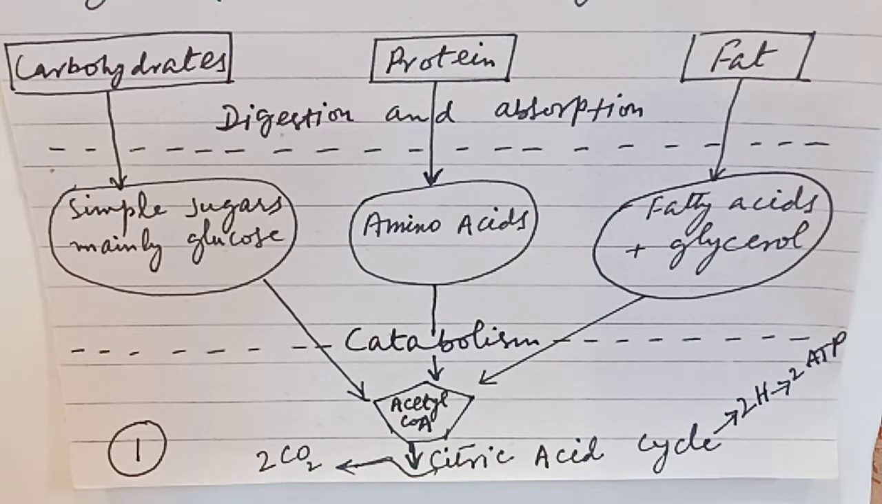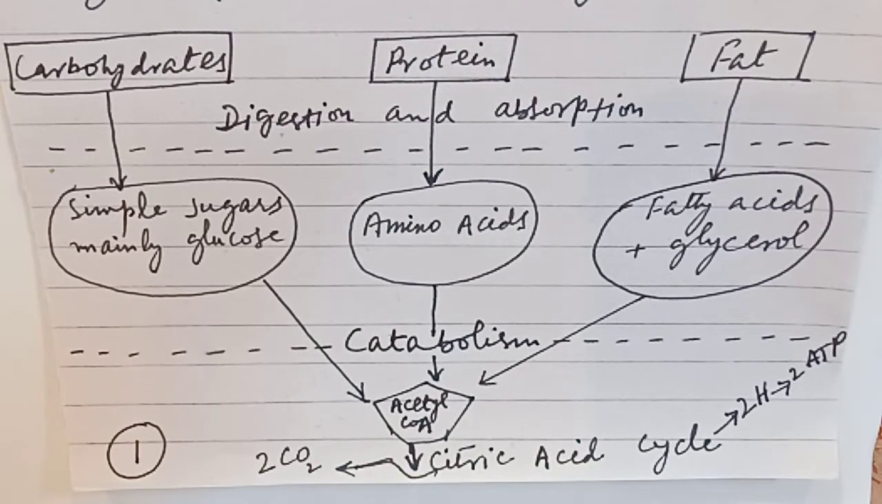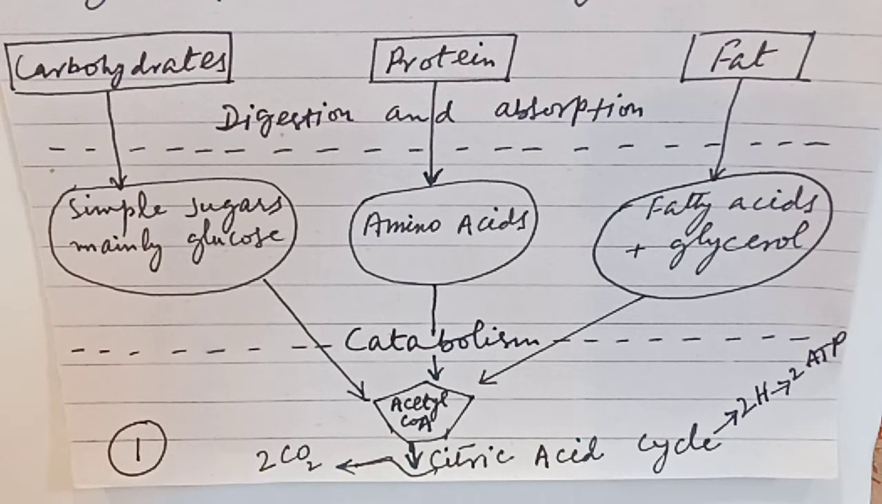Now the third one is the fatty acids and glycerol. These are yielded as a result of lipid metabolism, and the fatty acids then undergo the catabolic pathway. Therefore, they are converted into acetyl coenzyme A. This acetyl coenzyme A will enter the citric acid cycle, again producing ATP molecules, and carbon dioxide gas is also produced. So this is the main digestion, absorption and energy producing molecules obtained.